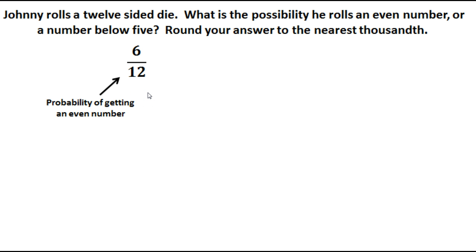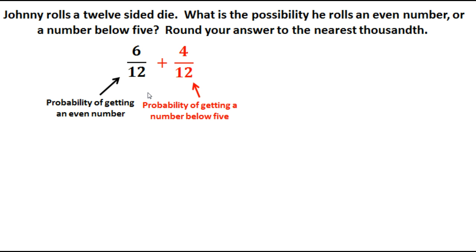Okay, the next thing that we want to try to do is the probability of getting a number that's below 5. So a number below 5 would be 1, 2, 3, or 4. It would not be 5 because that's not below 5. So we'd actually have 4 different possibilities out of 12 to get a number below 5.